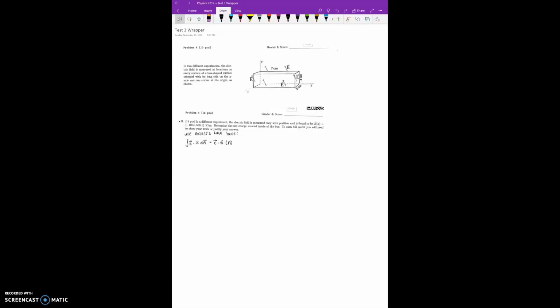So for my test wrapper, I wanted to review problem 4, specifically part B, because that was the one that I had, I think, the most trouble with on the exam. So here we are going to use the same approach and use Gauss's law for electric fields. And so I've written part of the equation here from my exam, but specifically for part B, we know that Gauss's law is going to be over the entire surface.